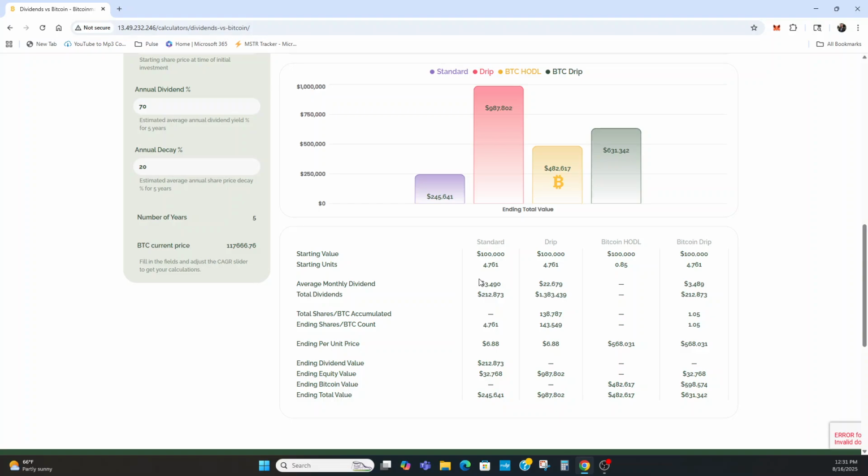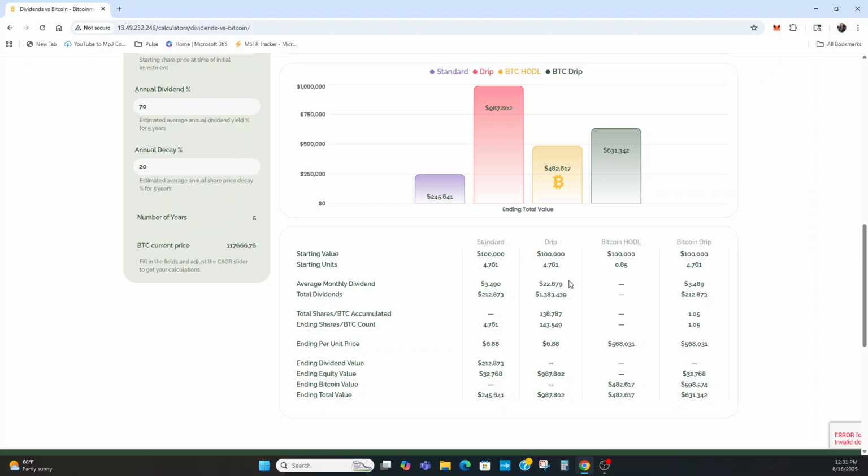So if we come down here to dividends now, your average monthly dividend in the standard scenario is about $3,500. Same with the Bitcoin drip, because again, your average monthly dividend is not being used to acquire more of the underlying MSTY. You're injecting that back into Bitcoin.